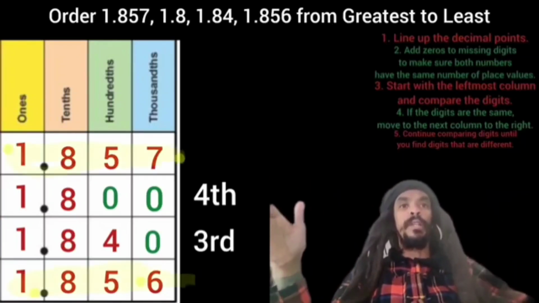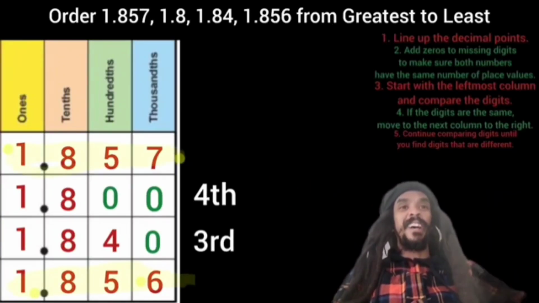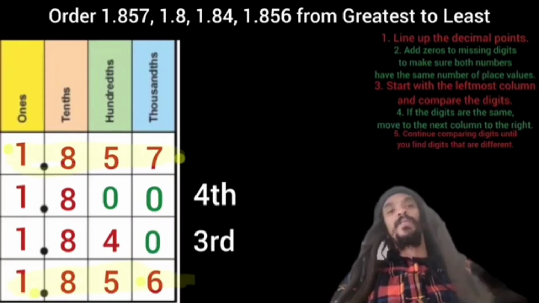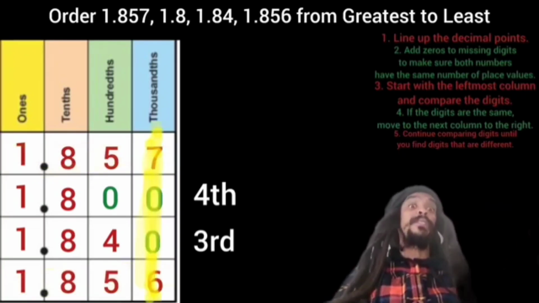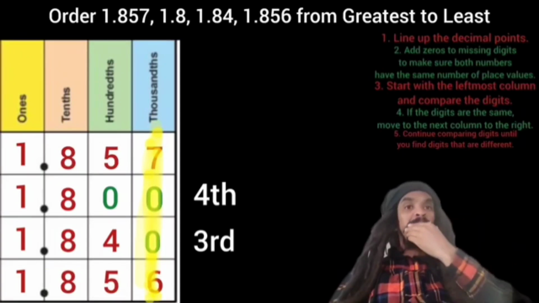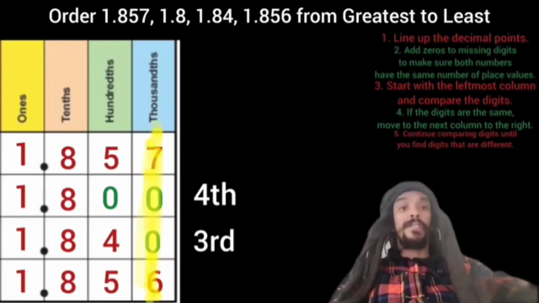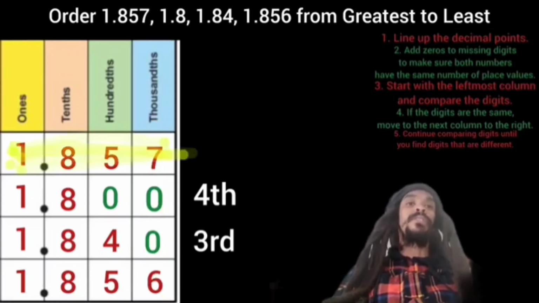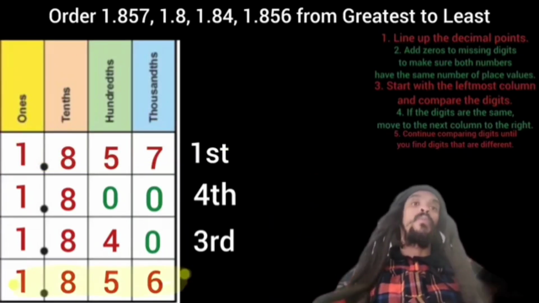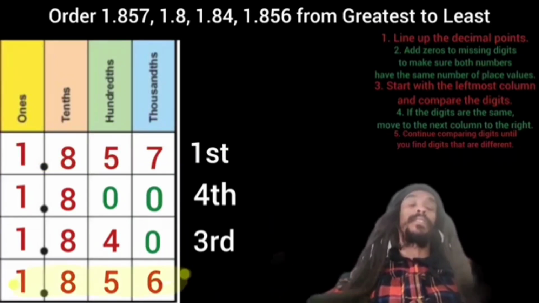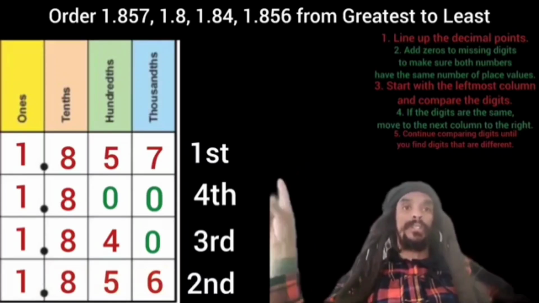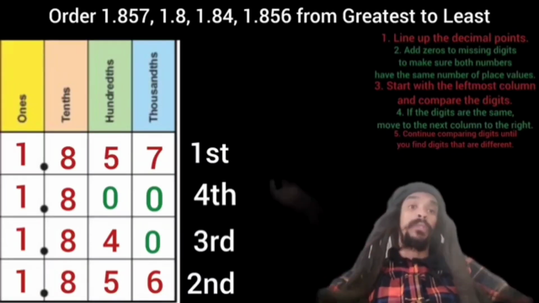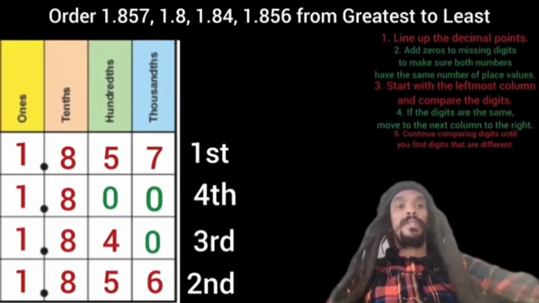Because we have 1 and 857 thousandths and 1 and 856 thousandths left. So now we've got to look at our thousandths place and see which one's bigger. And since we have a 7 versus a 6, we know that 1 and 857 thousandths is our largest number, and 1 and 856 thousandths is our second largest number. So we got our order: 1, 2, 3, and 4. Let's go ahead and label them, and that's where it's at.